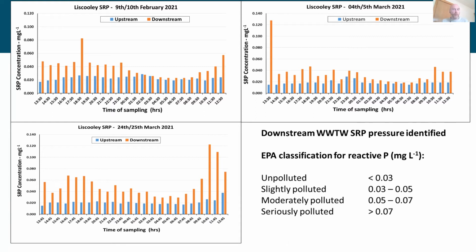And what we found so far is that the wastewater treatment works is impacting on the water quality based on the soluble reactive phosphorus concentrations. It's taking the status of the water from moderately polluted into moderately polluted and seriously polluted territory.